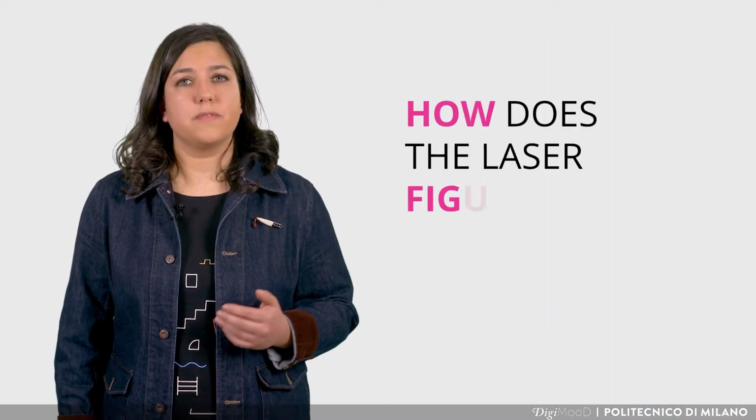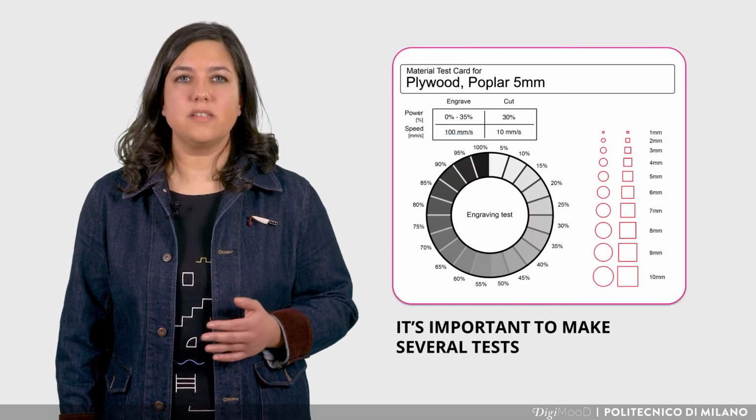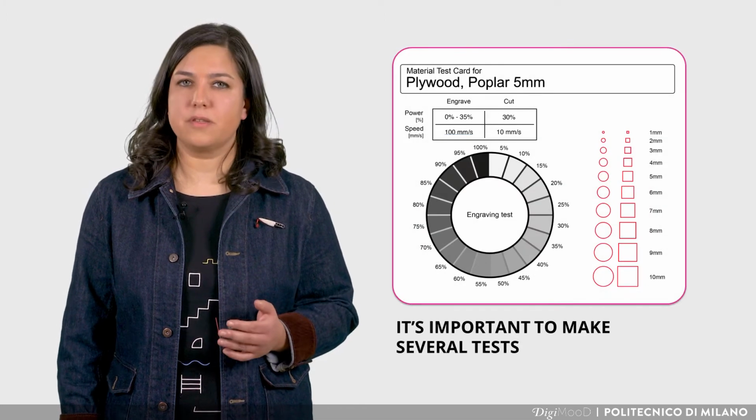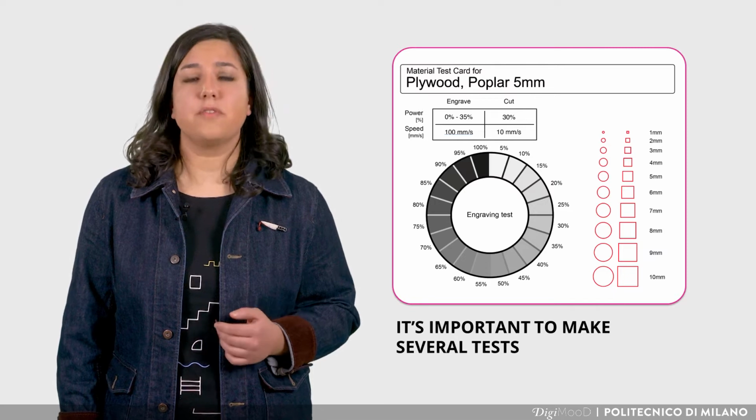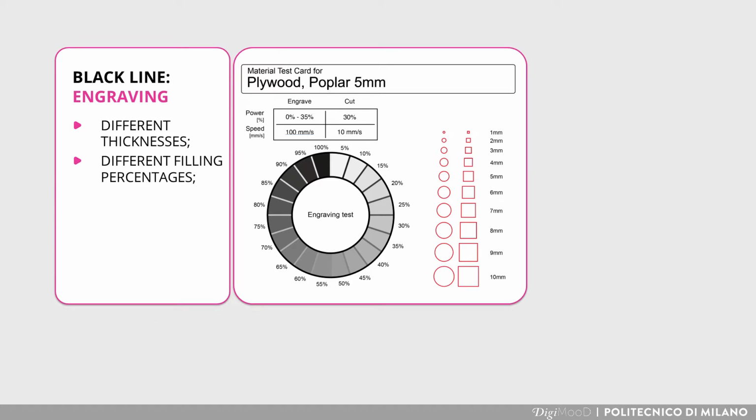How does the laser figure out what to do? To get the two different results, you need to set the file differently, and after that, make several tests. In this example, the black line corresponds to engraving, whose features are different thicknesses, different filling percentages, possible font reproduction, and resolution as DPI, because it uses horizontal processing.